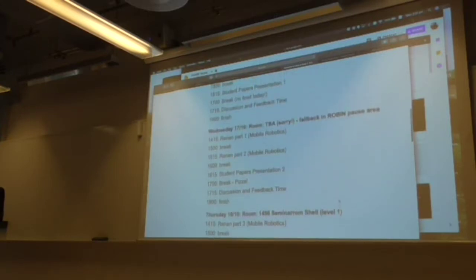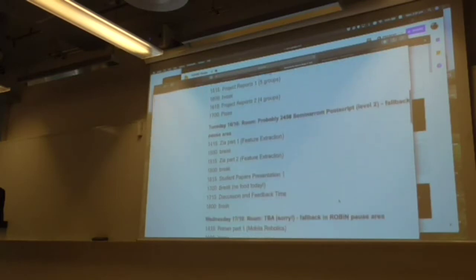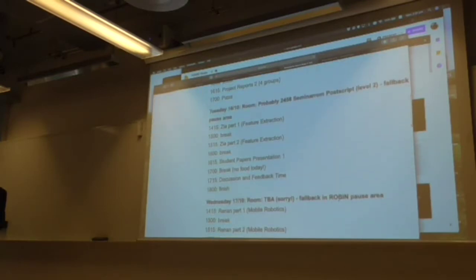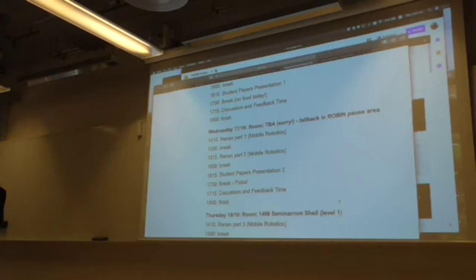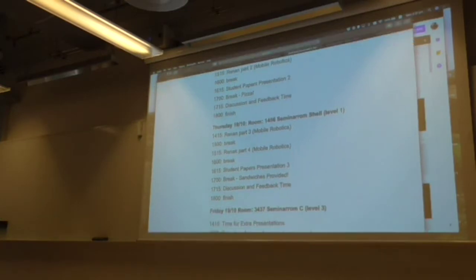In the afternoon classes, we've got pizza today. Yay! No food tomorrow. Ooh. We've also got pizza on Wednesday. Yay! And then we've got sandwiches on Thursday. Yay! So that is the food situation.